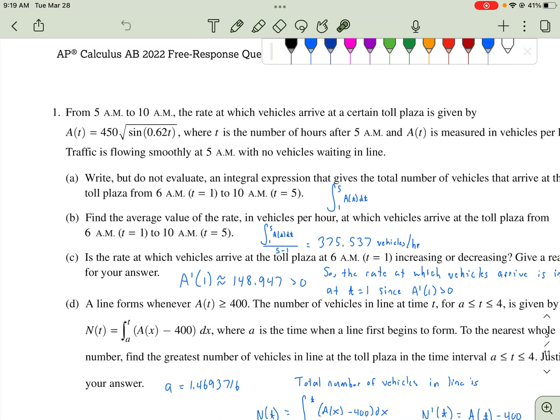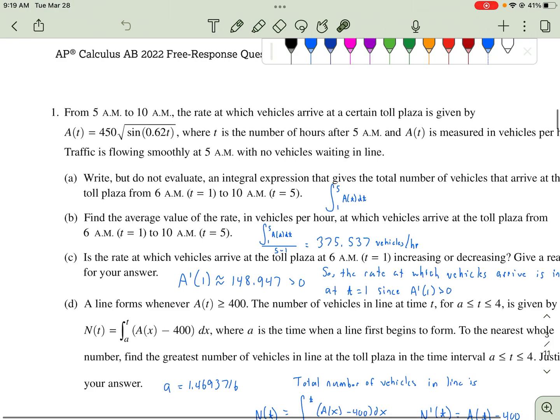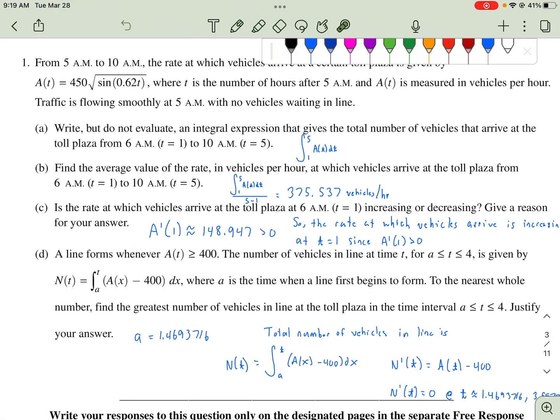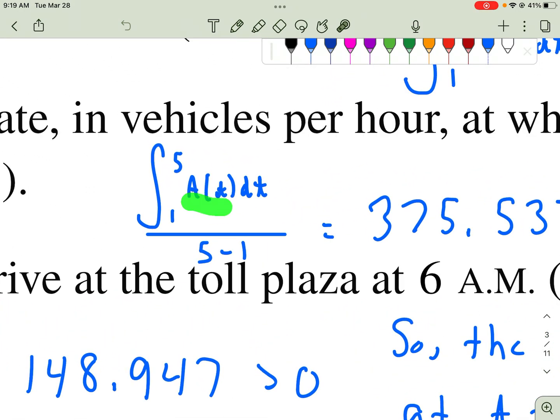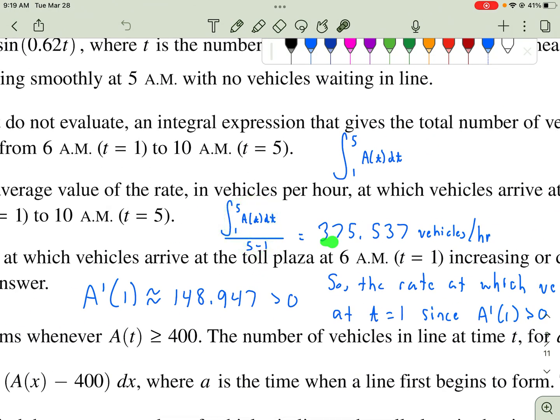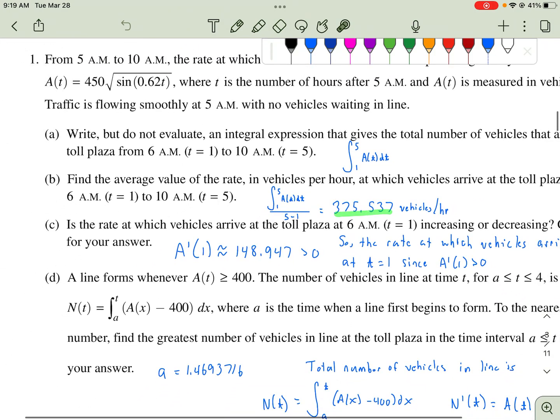All right, B, find the average value of the rate in vehicles per hour at which vehicles arrive at the toll plaza from, again, t equals 1 to t equals 5. Average value of the rate. That means you want to find the average value of that function, A of t. Average value of a function is integral divided by interval length. And of course, you just math 9 it.